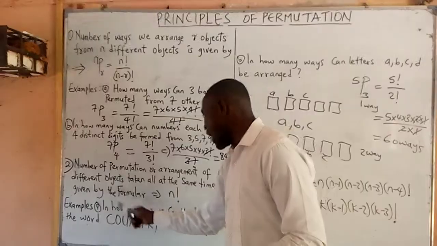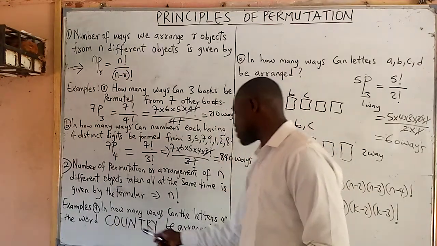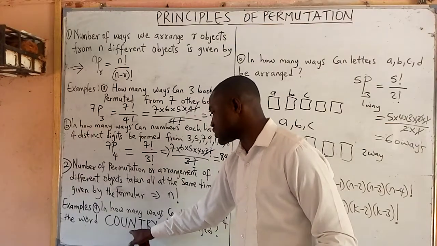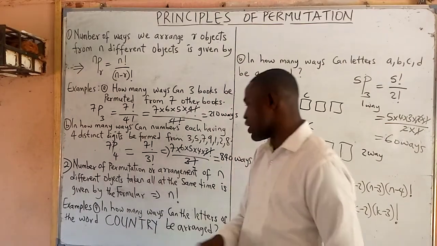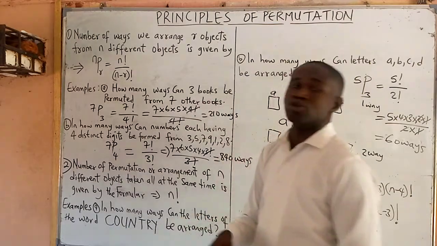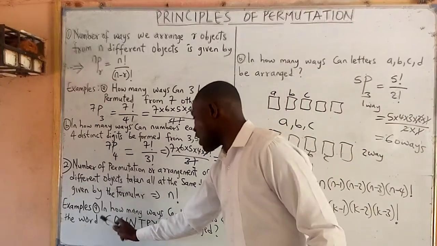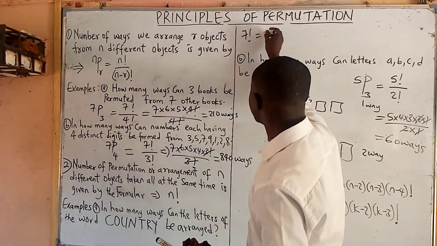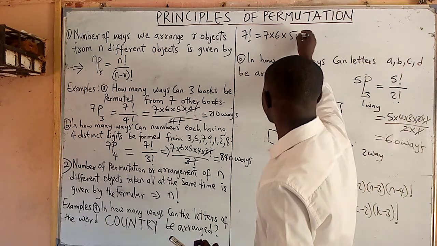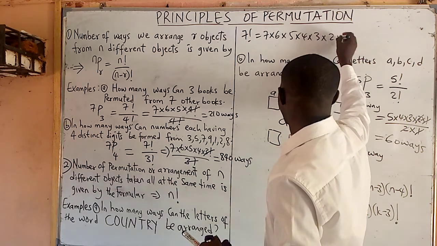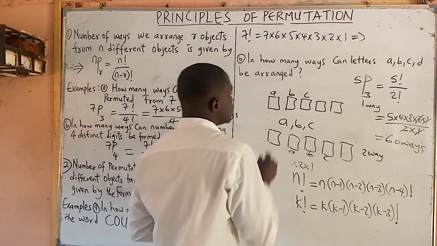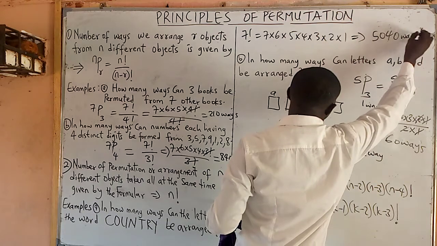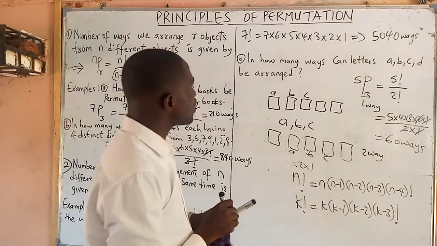Take question number 1. In how many ways can the letters of the word country be arranged? You ask yourself, see how many times: once O, once U, once N, once T, once R, once Y, 1. So no repetition. So what you do, you apply this rule. How many are there? 1, 2, 3, 4, 5, 6, 7. So you simply say 7 factorial. That is 7 times 6 times 5 times 4 times 3 times 2 times 1. That will be giving us what? So if you multiply all this, it will be giving us 5,040 ways.